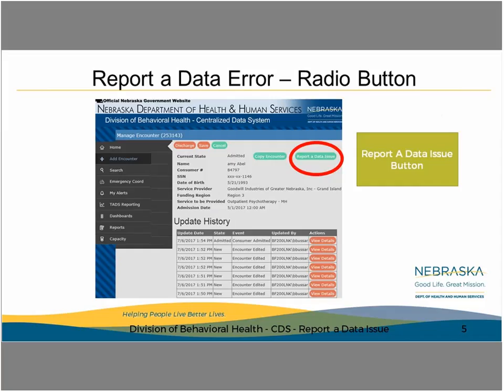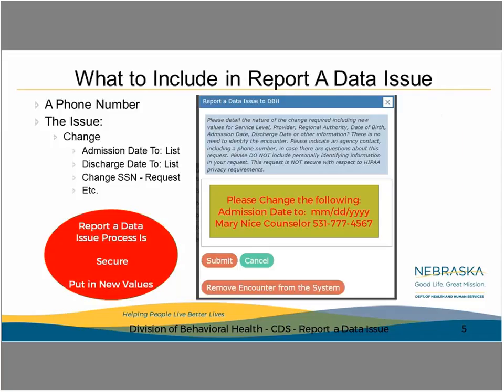So how do you report a data issue? The Report a Data Issue button is located on the status page. Clicking on the button will bring up a reporting form. Here is that reporting form. Note there is a narrative of what to include in the Report a Data Issue. Please detail the nature of the change required, including new values for your request. Please also give an agency contact, including phone number, in case there are questions about the request.